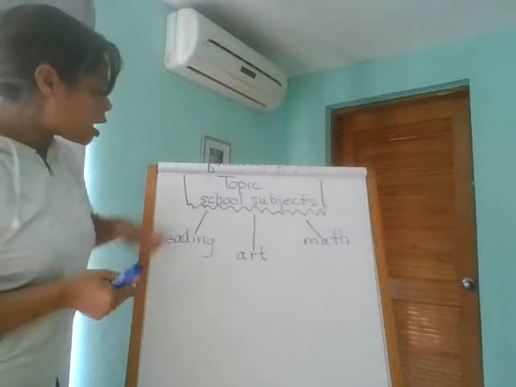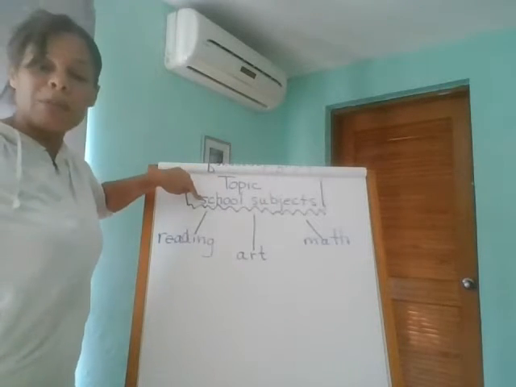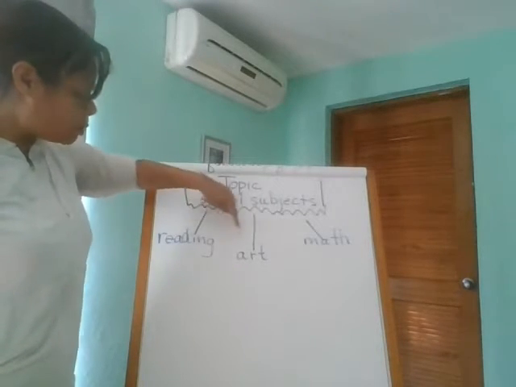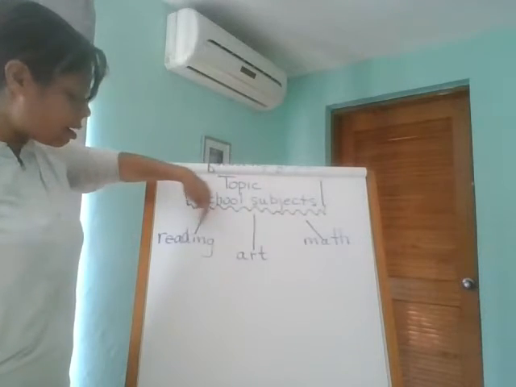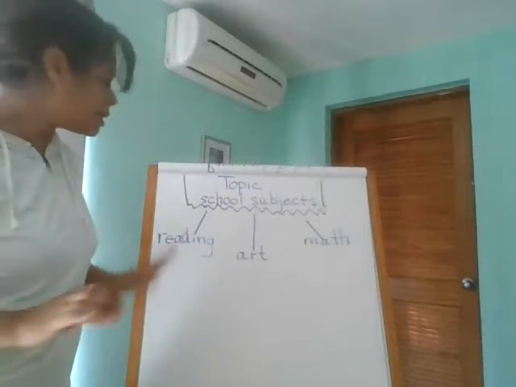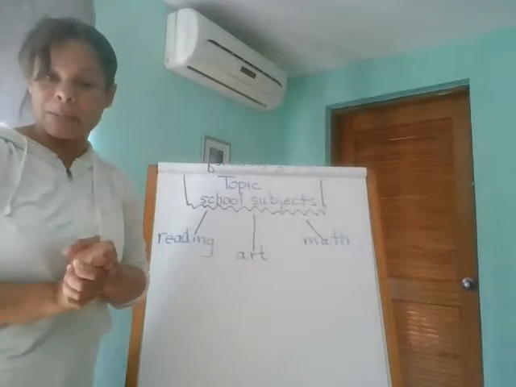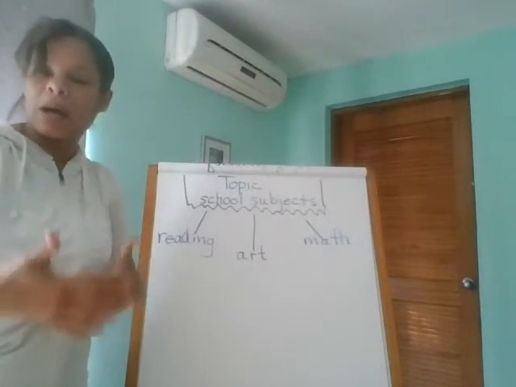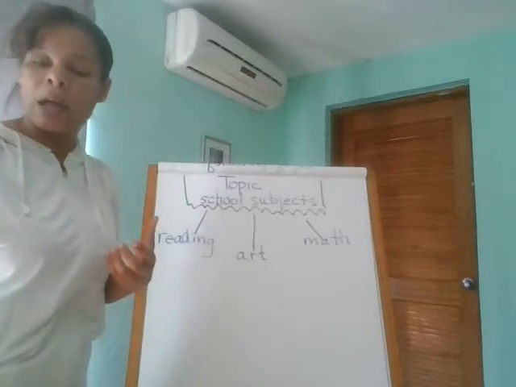Okay, so our topic is school subjects, and then these are the 3 that we're going to be discussing. We're going to be talking about reading, art, and math. Now we're going to go a step further and think about something that we like about these 3 subjects. Okay, so these we're going to be adding to our details, okay, making it a colorful paragraph.